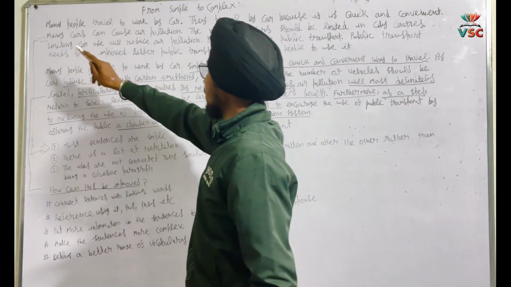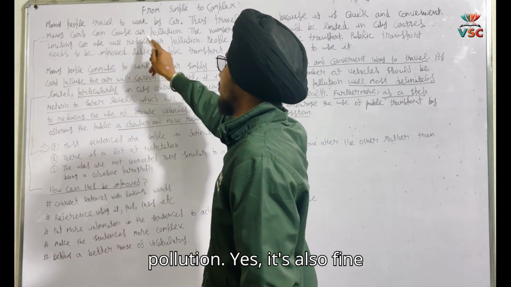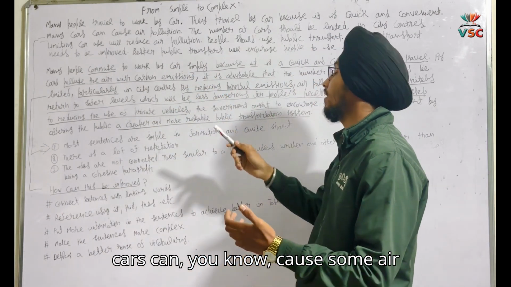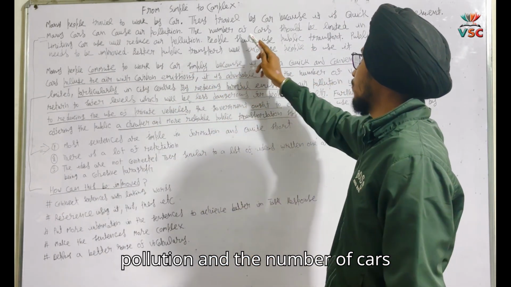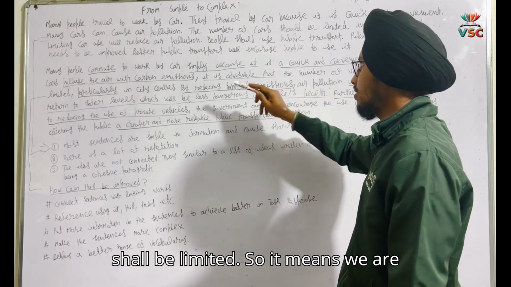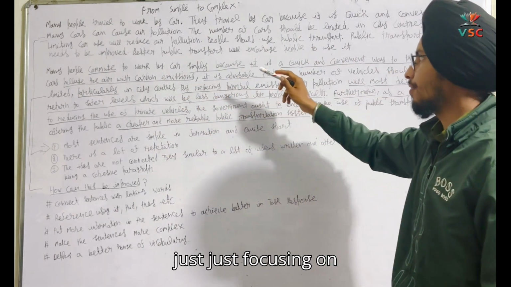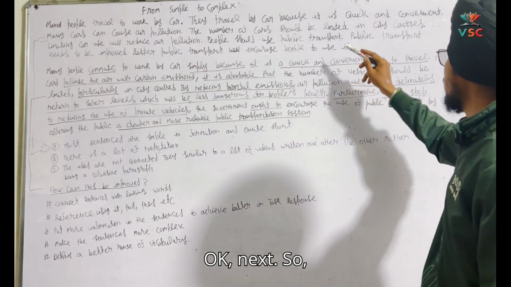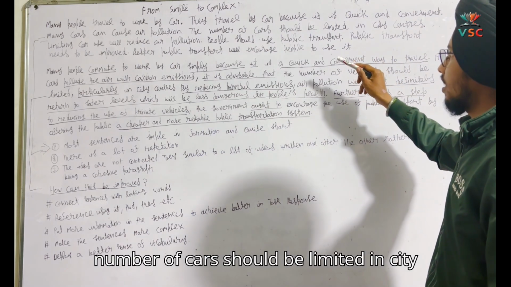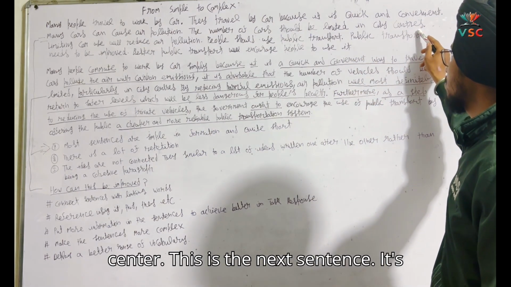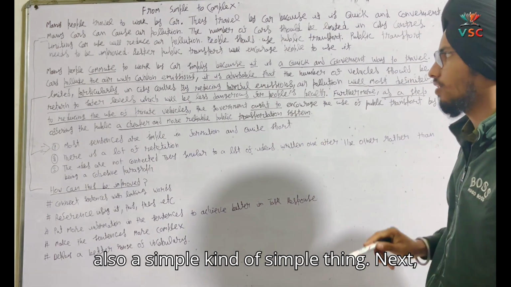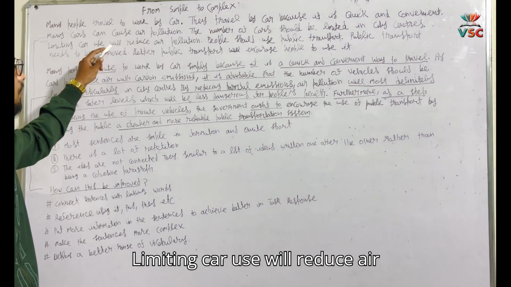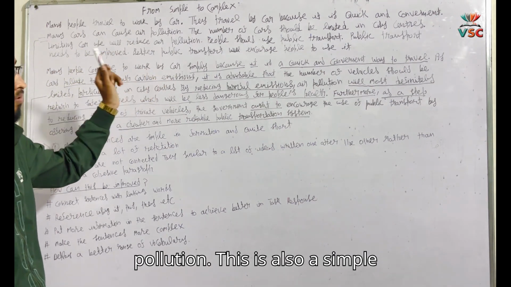Next, many cars can cause air pollution. Yes, it's also fine. Cars can cause some air pollution, and the number of cars should be limited. So it means we are just focusing on a result or effects of this. Next, the number of cars should be limited in the city center. This is also a kind of simple sentence. Next, limiting car use will reduce air pollution. This is also a simple sentence.